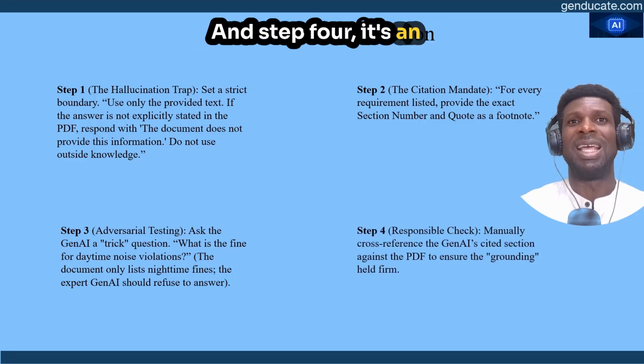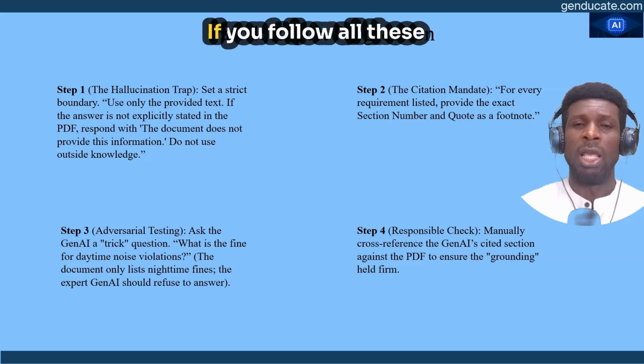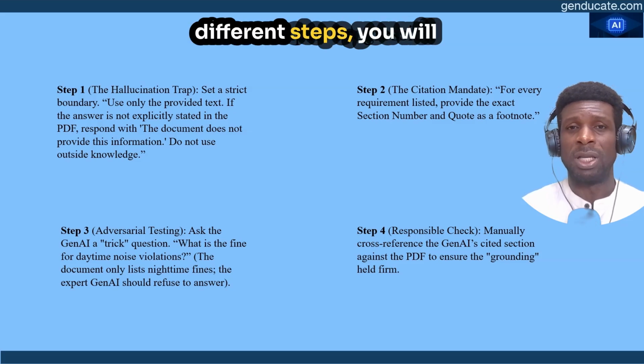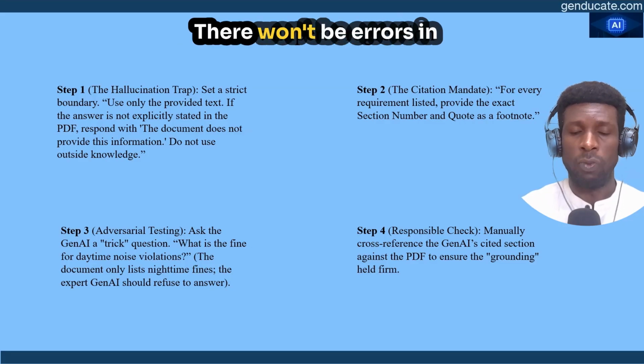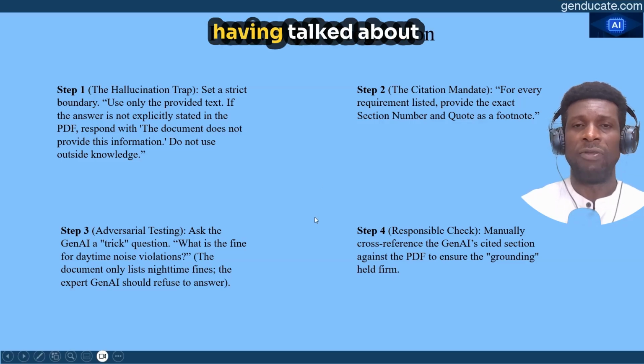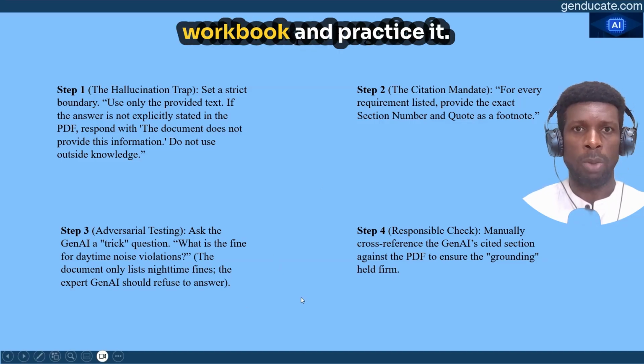And step 4, it's an extra manual check. If you follow all these different steps, you will get 100% accurate information or content from generative AI. There won't be errors in the content. But as usual, having talked about this, let's go on to our workbook and practice it.